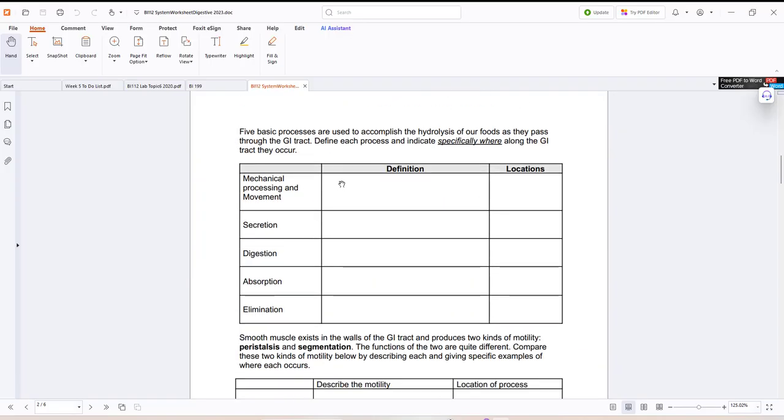Next, you're going to define the different stages of digestion, or different stages of food processing, I should say, and then where it occurs in the GI tract. And note that it can occur in multiple locations. For example, we have secretion going on in different parts of the digestive tract.